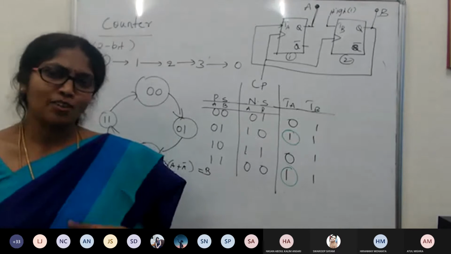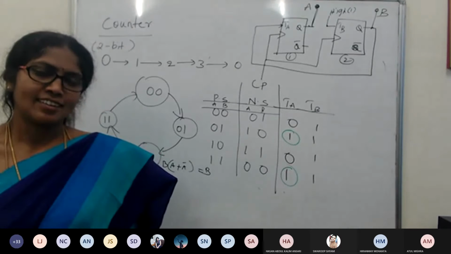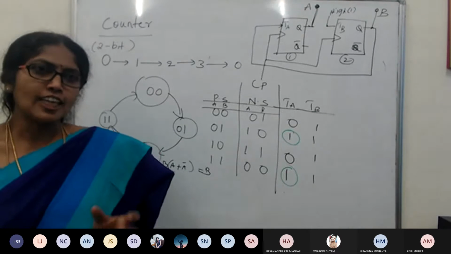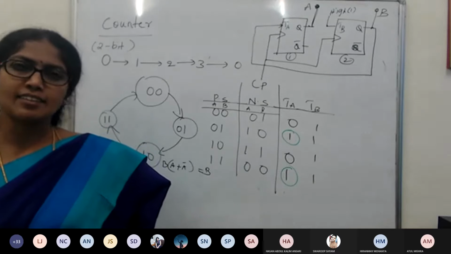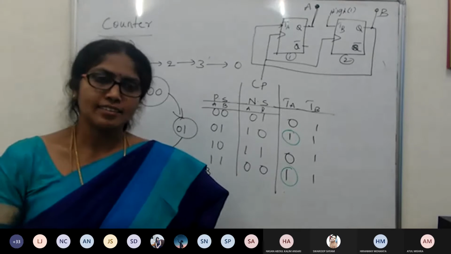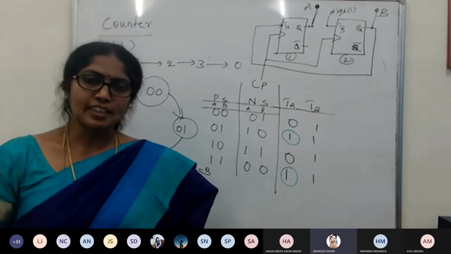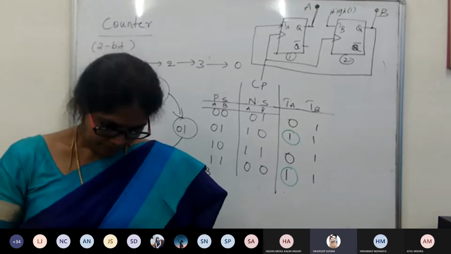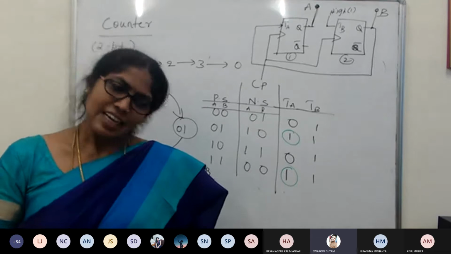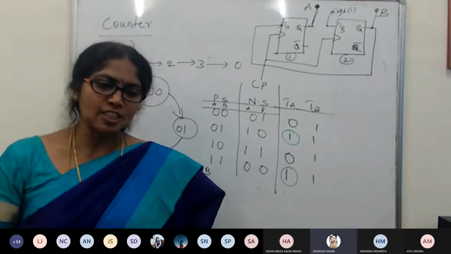By the way, nobody has asked the question: how will we start at 0, 0? How will the initial state be 0, 0? Will we place it there practically? Yes, ma'am, when the clock pulse is 0, both will be 0, 0. Correct. Clock pulse is 0, both will be 0, 0.